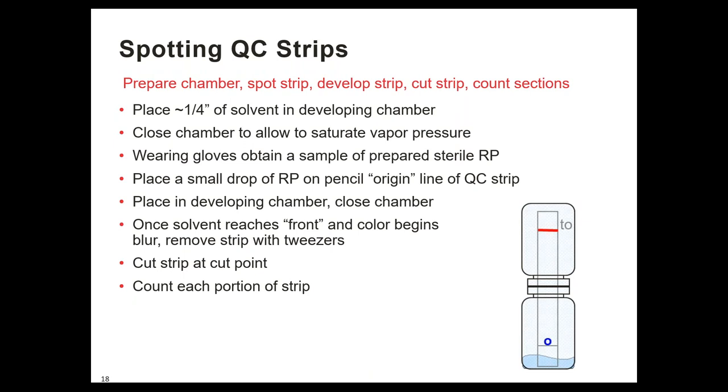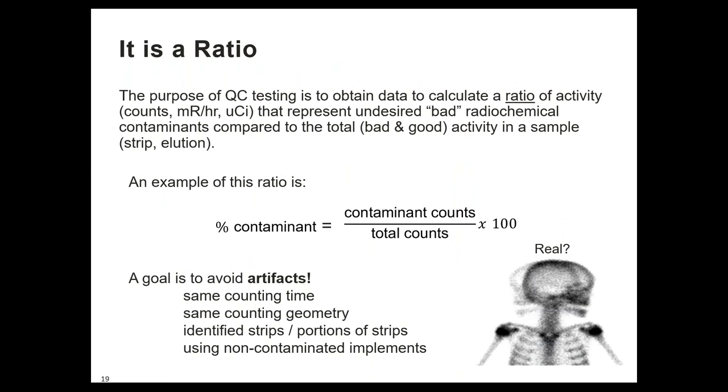Pull it out with a pair of tweezers, cut it into sections, upper and lower portion, or as is appropriate for the drug in question, and then count the two portions. What we're doing is we're determining a ratio. We want either the counts or the MR per hour or the microcuries that are the bad stuff, and we want to compare that to the total counts or MR per hour or microcuries that is in the entire QC strip. So we're always doing a calculation that is the percent contaminant is the contaminant counts or MR per hour or microcuries divided by the total counts or MR or microcuries times 100.